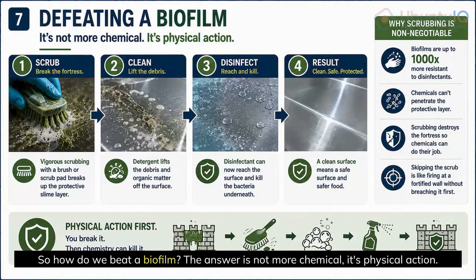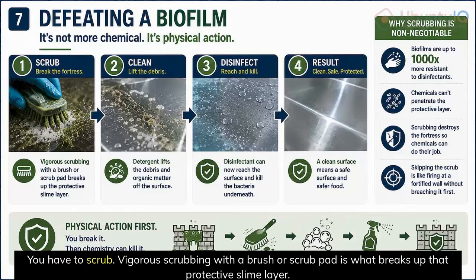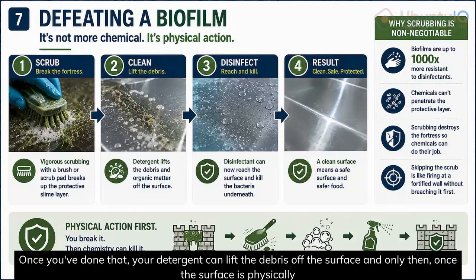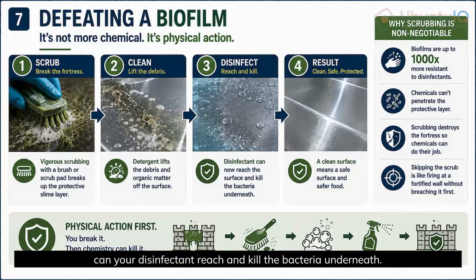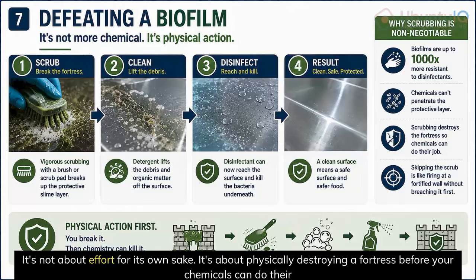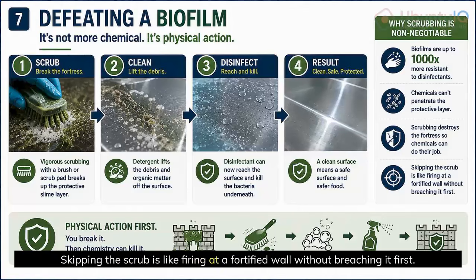So how do we beat a biofilm? The answer is not more chemical, it's physical action. You have to scrub. Vigorous scrubbing with a brush or scrub pad is what breaks up that protective slime layer. Once you've done that, your detergent can lift the debris off the surface. And only then, once the surface is physically clean, can your disinfectant reach and kill the bacteria underneath? This is the science behind why scrubbing is non-negotiable. It's not about effort for its own sake. It's about physically destroying a fortress before your chemicals can do their work. Skipping the scrub is like firing at a fortified wall without breaching it first.